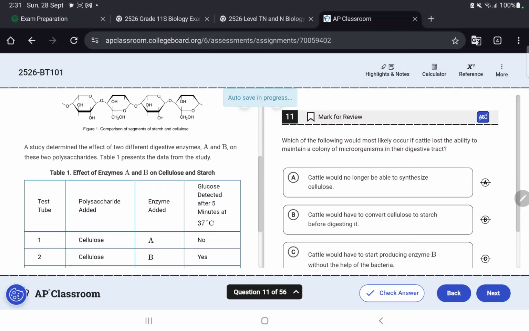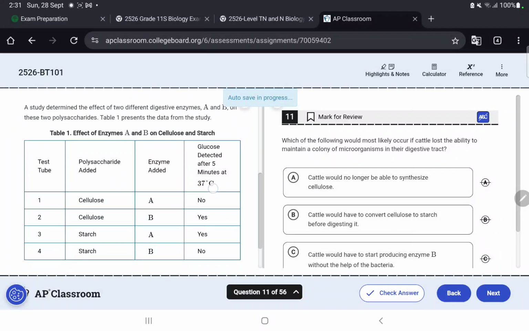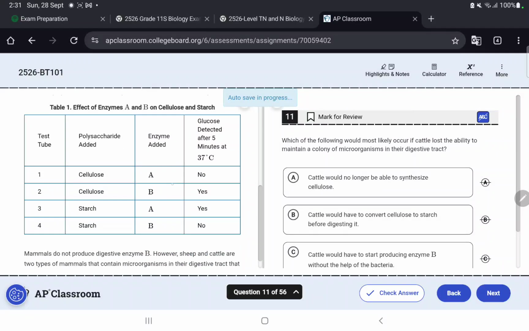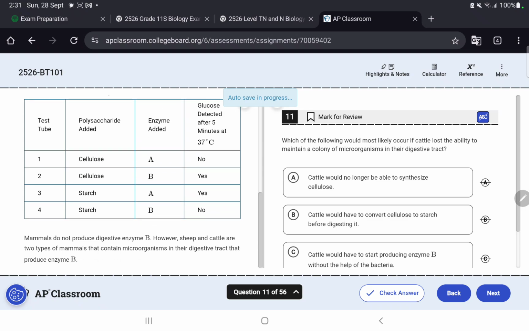A study determined the effect of two different digestive enzymes, A and B, on these two polysaccharides. In test tube 1, we had cellulose. We added enzyme A, and then there was no more glucose left, which is bad because you'll still need glucose. When enzyme B was added to cellulose, there was still glucose, which is good. When enzyme A was added to starch, we still had glucose. Good. When enzyme B was added to starch, we didn't have any more glucose, which is bad.